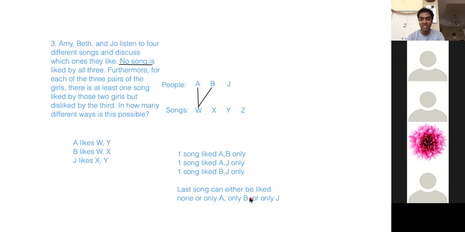Now we're missing this last case where the last song could also be liked by A and B, but that starts getting mixed up with the first song liked by A and B also. So let's forget about those cases for now, and just think about the ones that satisfy this. Okay, so now how many ways are there to choose a song that's liked by A and B only?